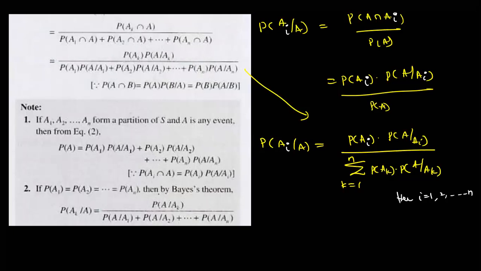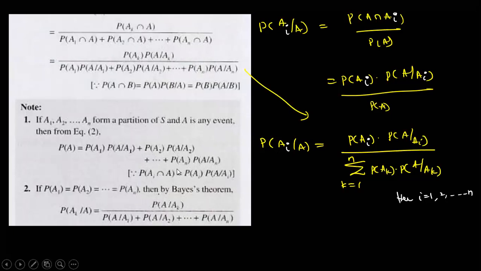So enough for this class. Revise, dear students, see, note. A1, A2 and so on, An form a partition of S. A is any event. Okay, these are the formulas. In case the probabilities of A1, A2, all the events are the same, their probability values are the same, then what is the Bayes theorem formula? These are the answers coming.